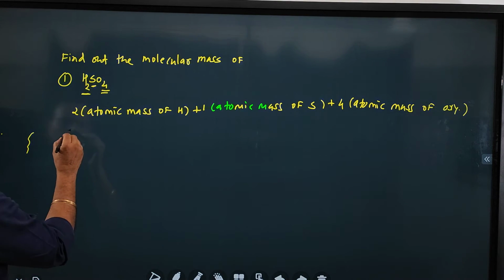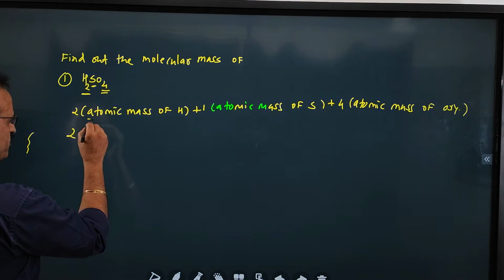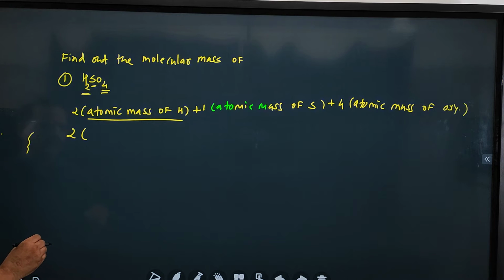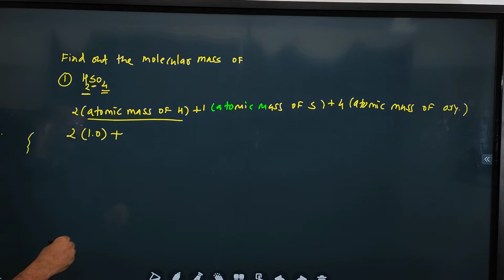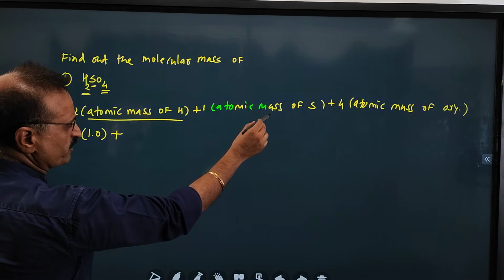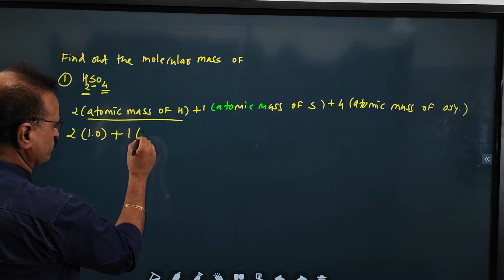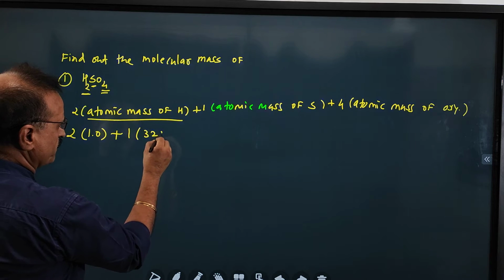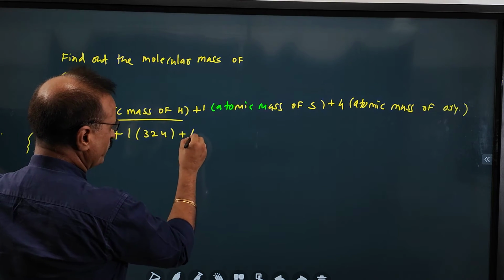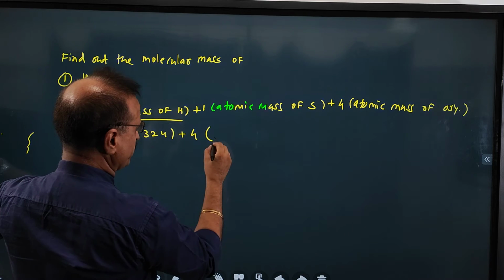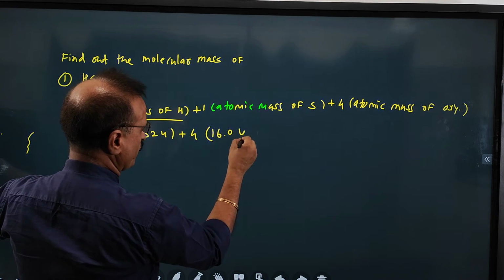Now we will calculate 2 into atomic mass of hydrogen 1.008. We are not writing that, we are writing 1.0, plus 1 into atomic mass of sulfur. 1 into atomic mass of sulfur is 32 grams or 32 U. And 4 into atomic mass of oxygen, it is 16.0 U.